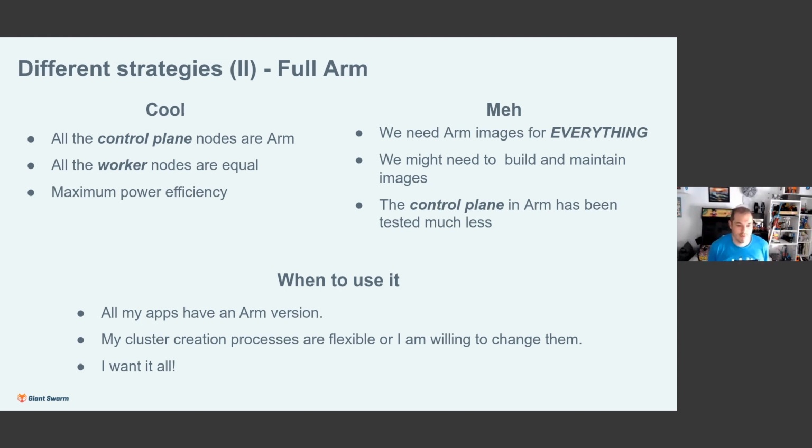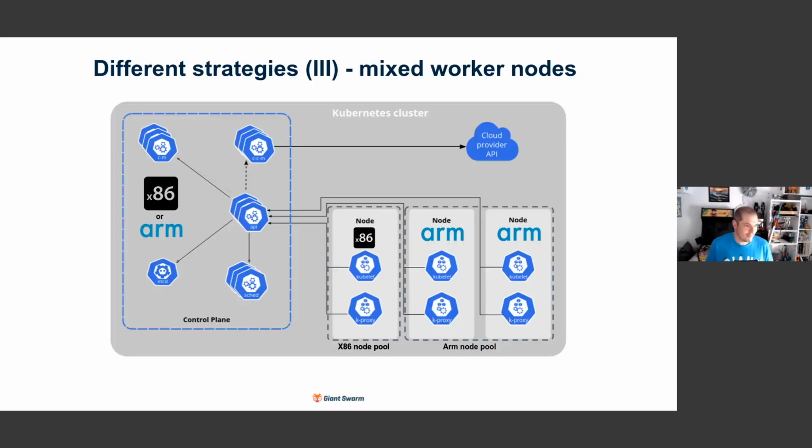It's good to use this architecture when you have all your apps with an ARM version, so it's very easy to go full ARM. You are willing to change how you deploy your clusters, so you are flexible, and you need to do some work to deploy all your clusters with ARM, and that's it. And you want everything: all the cost savings, all the efficiency, performance. Then you need to go this way.